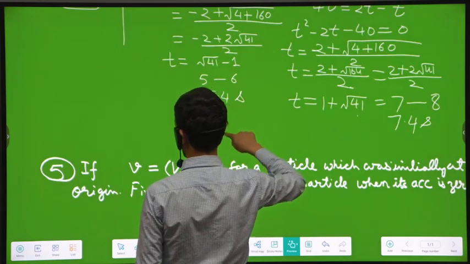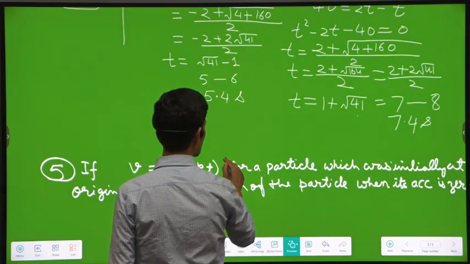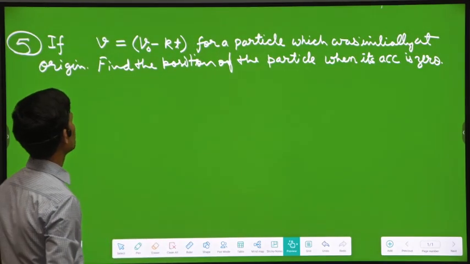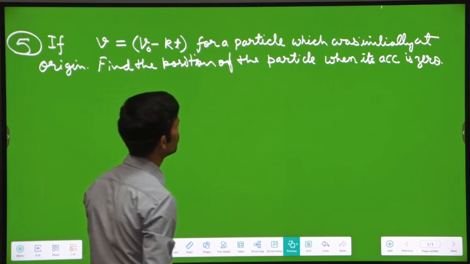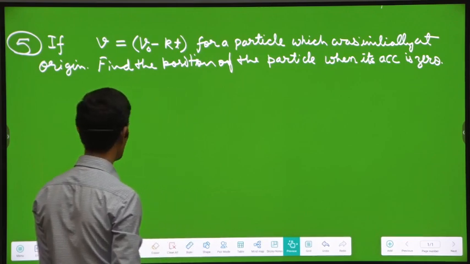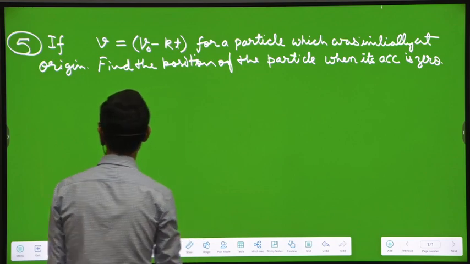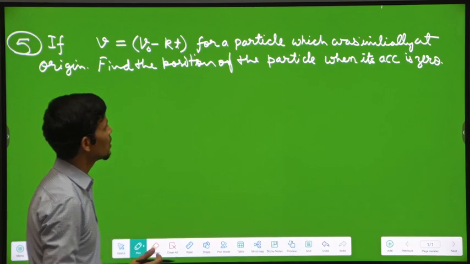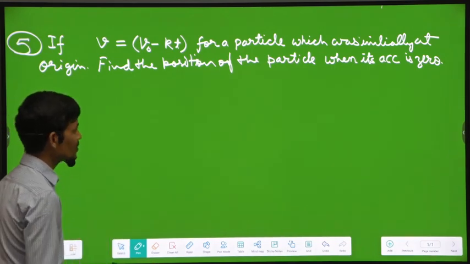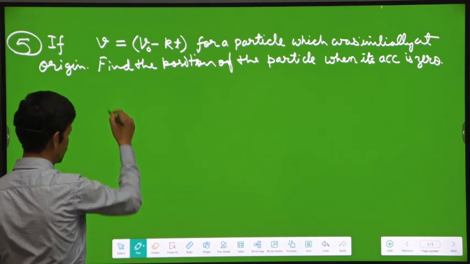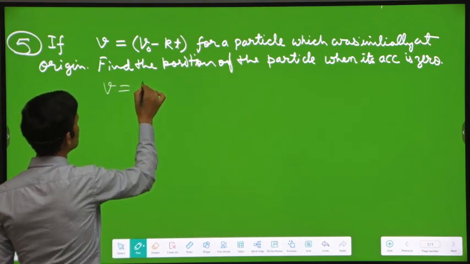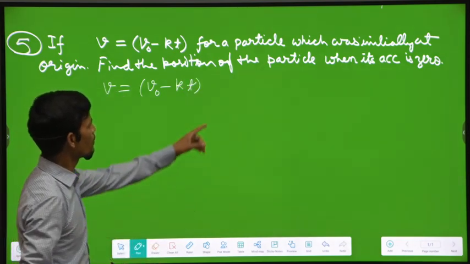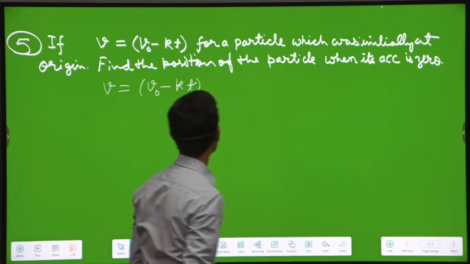Probably this is the last problem for this video. If v equal to v naught minus kt for a particle which was initially at origin, means initial position is at 0, find the position of the particle when its acceleration is 0. So in such type of problems, first understand what is happening in this question when its acceleration is 0.